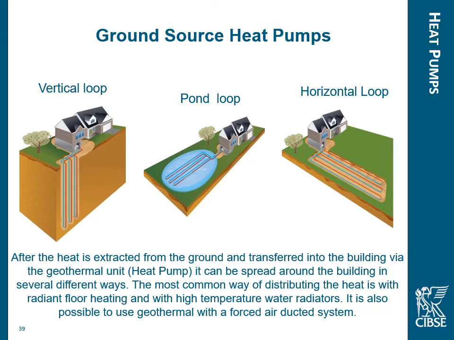We can extract heat from water, as we look at the pond loop there. That pond is nowhere near big enough in proportion to the size of the house, though. Where it does work better is in running water, so the heat is constantly replaced there. The horizontal loop there on the right tends to be the most popular at the moment.